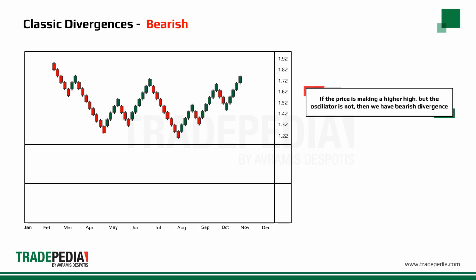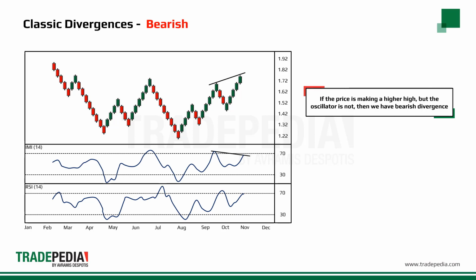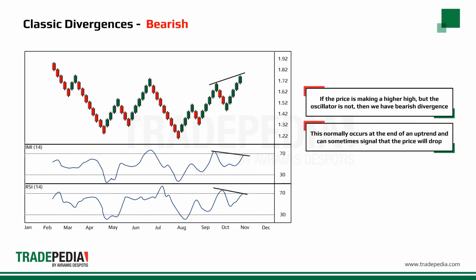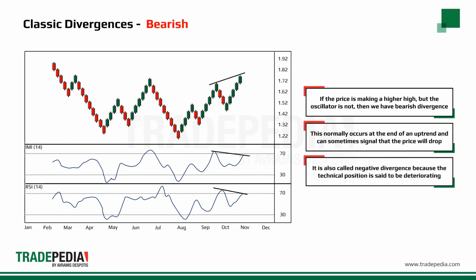If the price is making a higher high but the oscillator is not, then we have a bearish divergence. This normally occurs at the end of an uptrend and can sometimes signal that the price will drop, as price and momentum are normally expected to move in line with each other. It is also called negative divergence because the technical position is said to be deteriorating, because even though the price is rising, it is rising at a slower and slower pace.